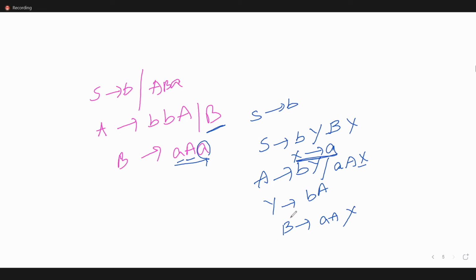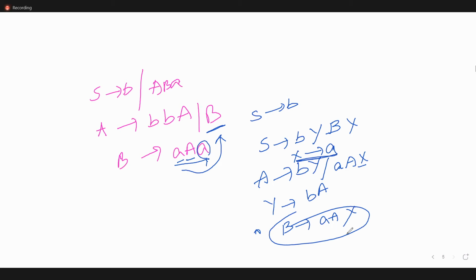Generally we may remove B, because A to B will be the unit production. This we are taking directly here, so we can remove the B. But they did not ask for the simplification. So please put this. If they ask after GNF, what is the simplified grammar? If they ask like that, you just remove this.